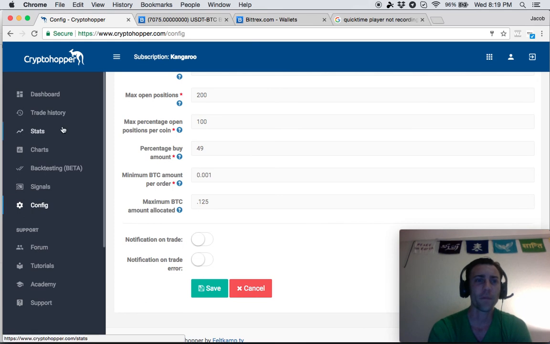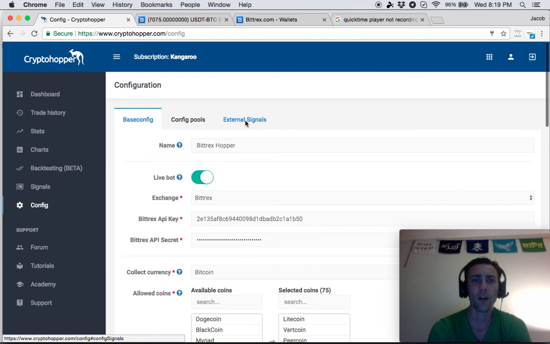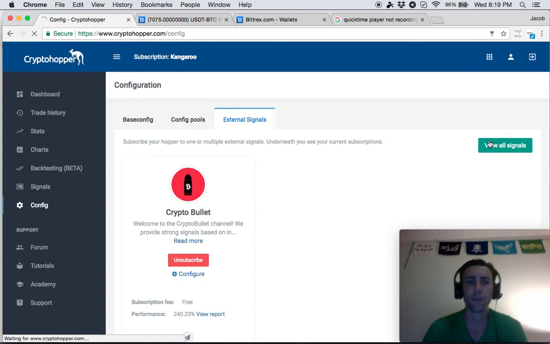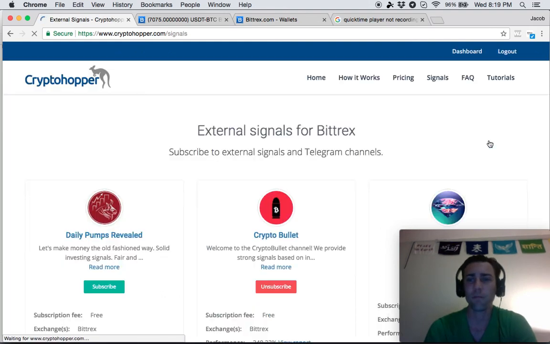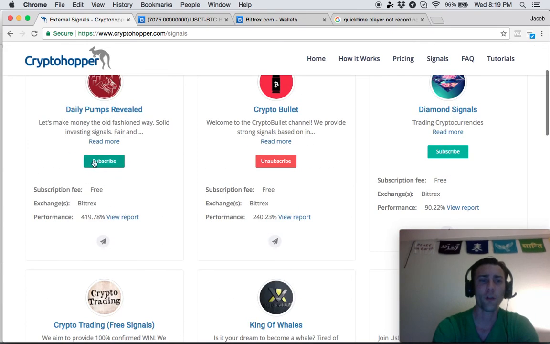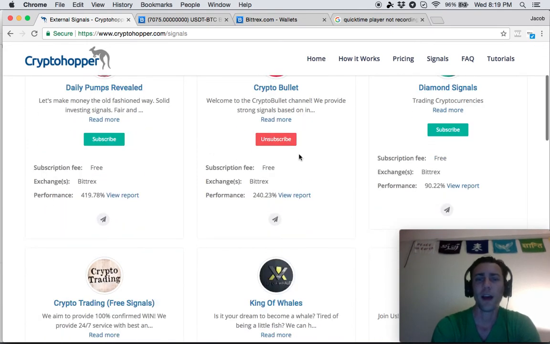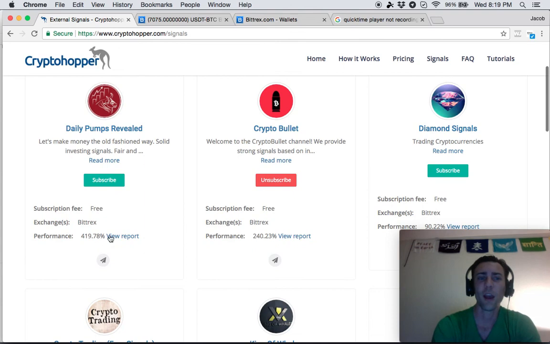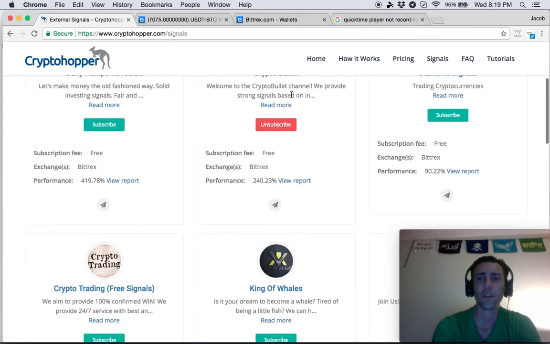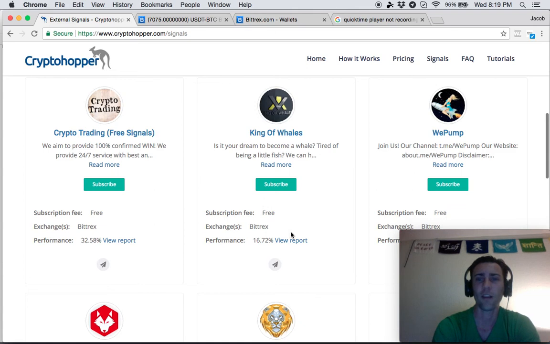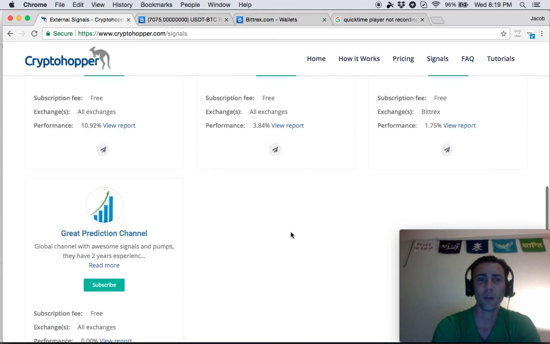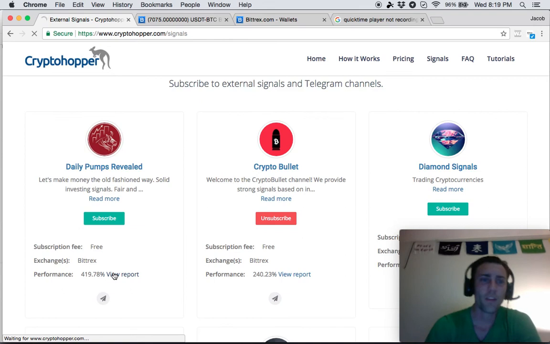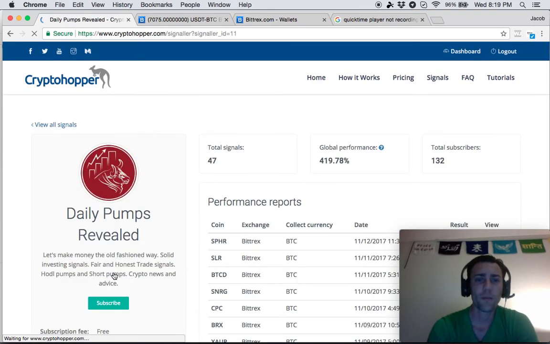So this is what I'm testing out for now, and I'll show you within the configuration. The signal I'm following is called Crypto Bullet, and I'll go ahead and show you all the signals that they have for Bittrex and why I chose Crypto Bullet. All right, so here's the overall performance of each of these signal programs. Daily Pumps has a very high performance rate here, but I'll show you why I prefer Crypto Bullet currently, and that's the highest one. The rest all need more data before I would experiment with any of these. That one doesn't have any calls yet, so it's a fairly new feature.